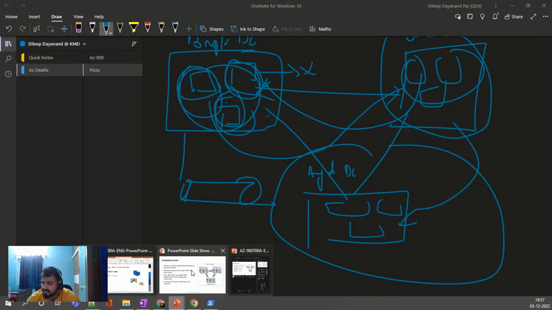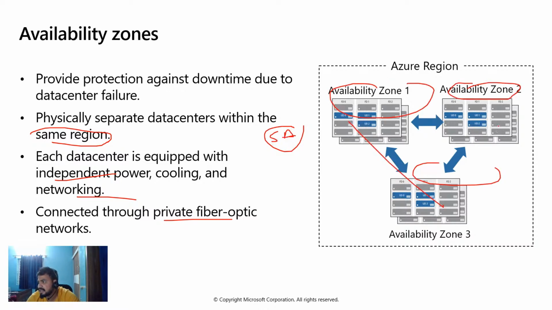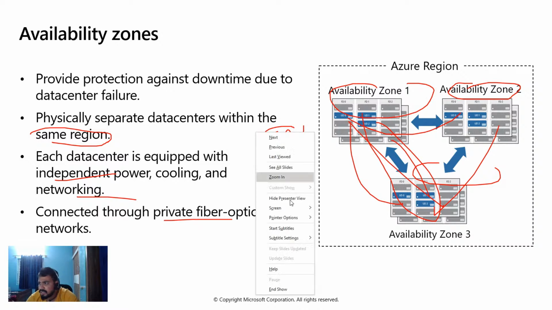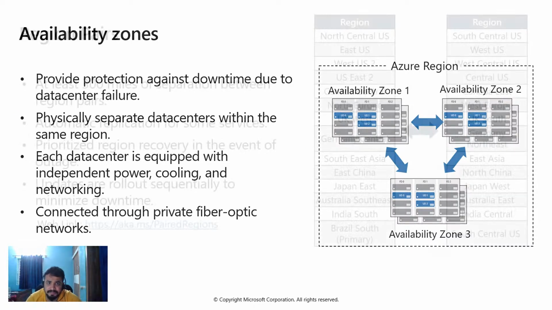As I mentioned here, they are connected to fiber optic networks, with independent power, cooling, and networking within the same region. As I told you, in the South Indian region there are three zones: Bangalore, Hyderabad, Chennai. These are interconnected, you see. So this is replicated over here, and this is replicated over here also. Similarly, this also is replicated. This is how availability zones work.